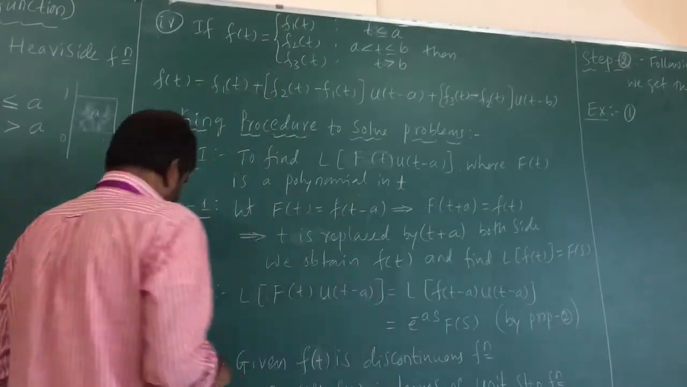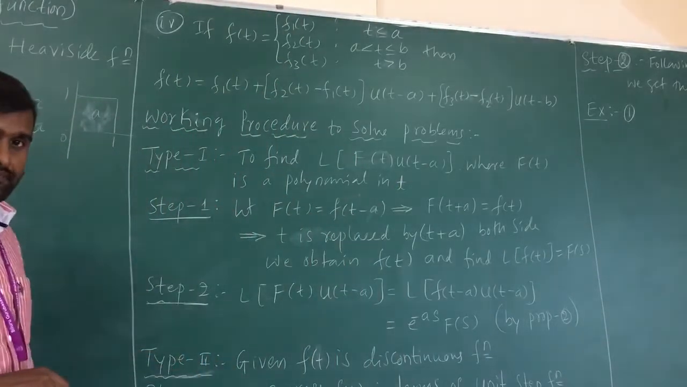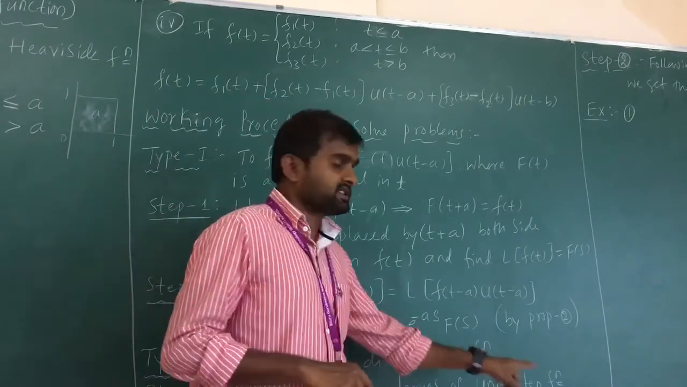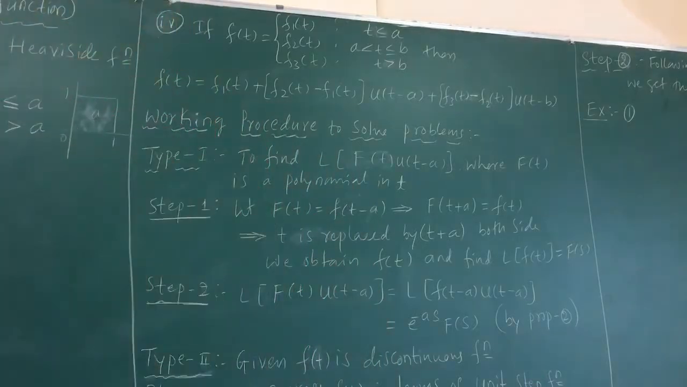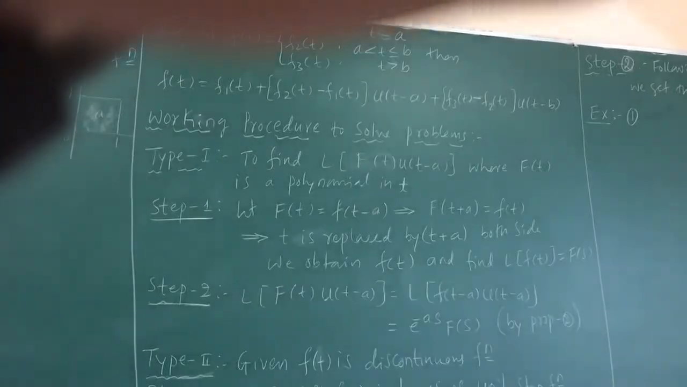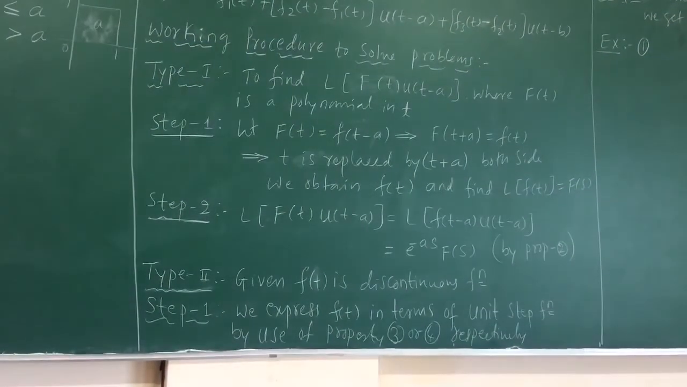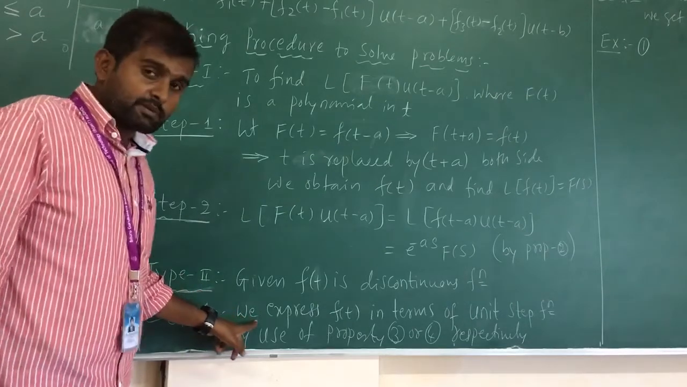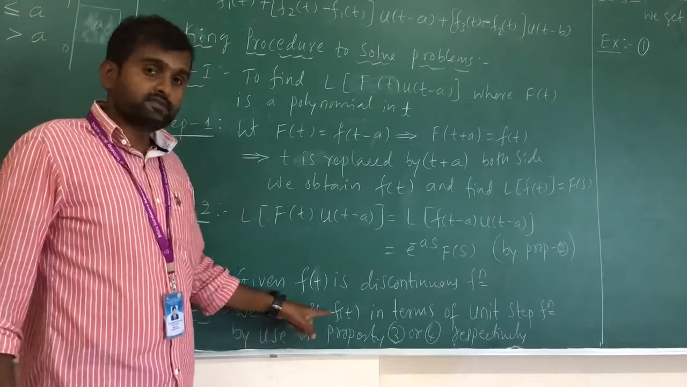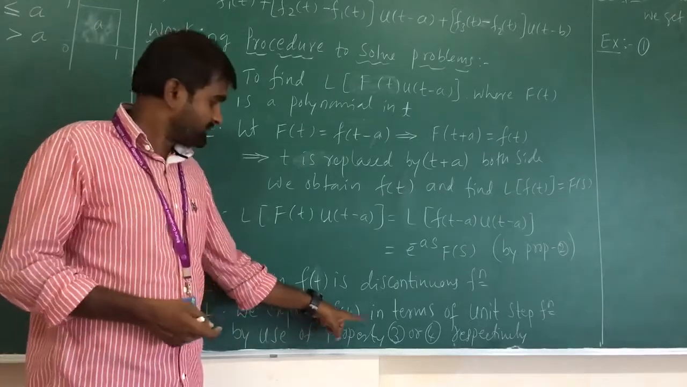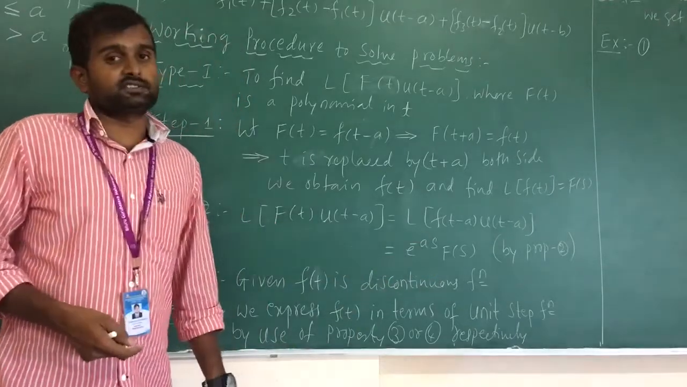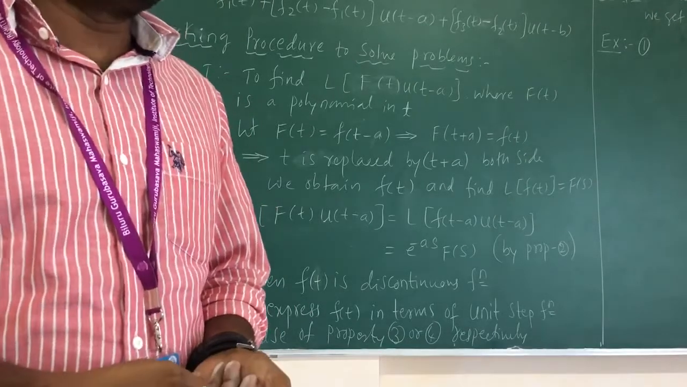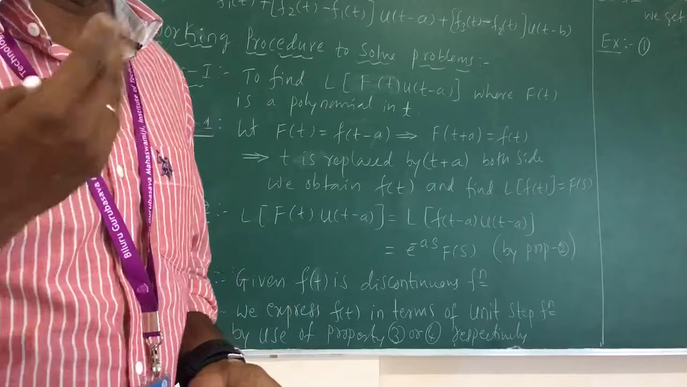Okay. Then type 2. So given function f of t is a discontinuous function. In type 2, if the given function is a discontinuous function, step 1 is first we need to express the discontinuous function in terms of unit step function or continuous function.